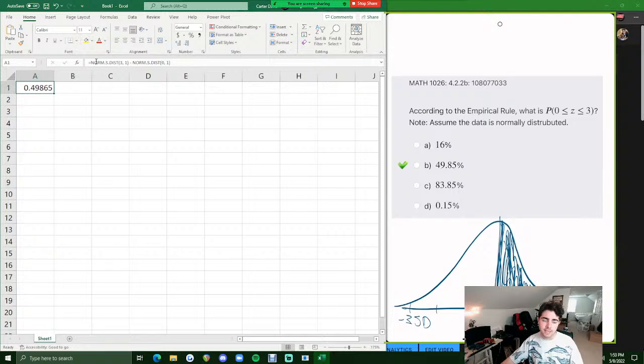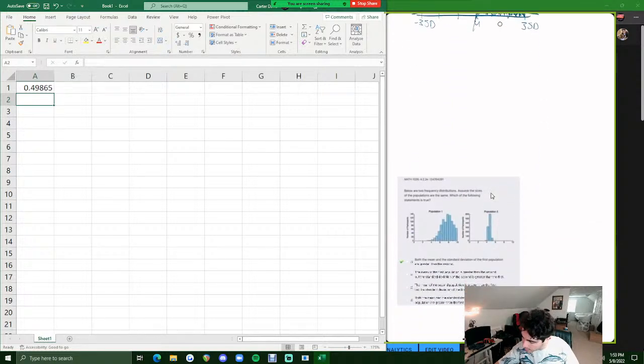And as a result, it's going ahead and finding the difference, or the percentage of the area under the curve between z equals 0 and z equals 3. And so that's 49.85%.